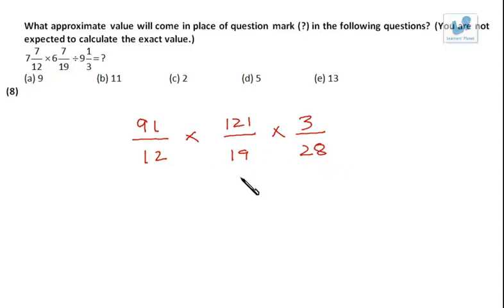Now we are expected to calculate it in approximation, right? So it's a bit more than 10 point something. So I just take it as 10, right? Now it is 7, 13 and 7, 4. Now it is 13 into 3, 39. 39 divided by 4. 39 is approximately 40. 40 divided by 4 is 10.